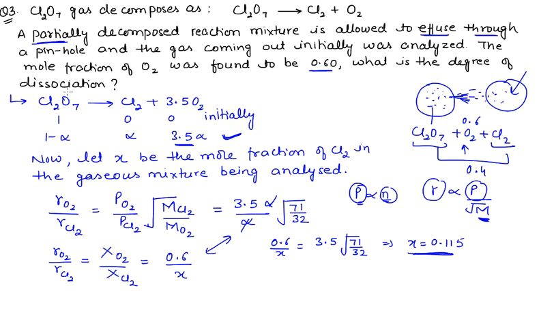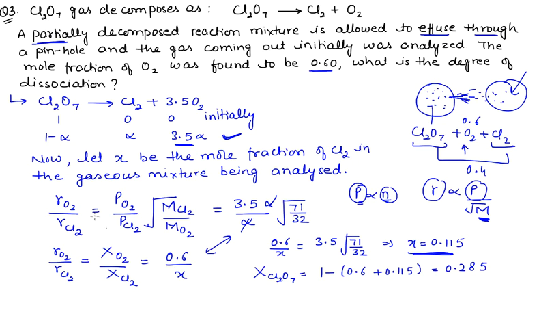So what will be the mole fraction of Cl2O7? So X of Cl2O7 is equal to 1 minus (0.6 plus 0.115), that is 0.285. So now we know what is the mole fraction of Cl2O7 in the mixture. Now again we have to apply the same concept all over again, because we need to find the degree of dissociation.